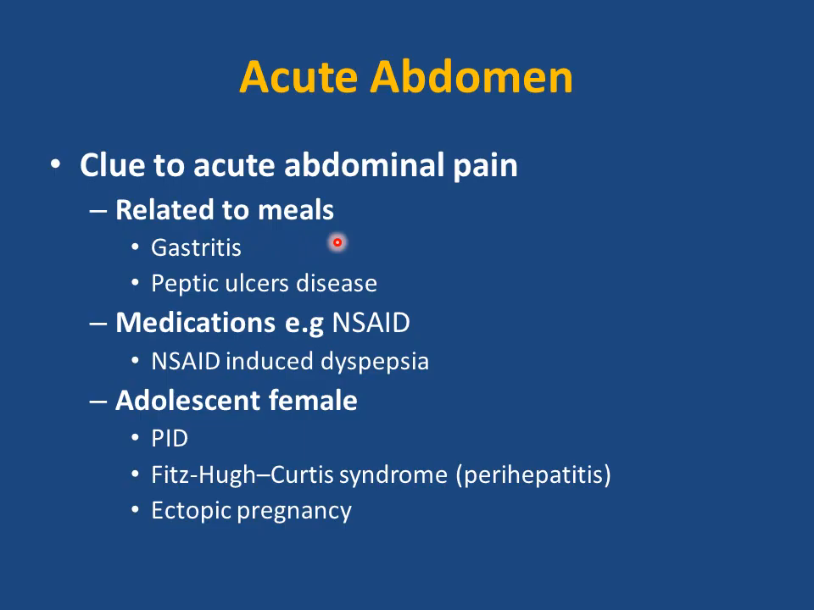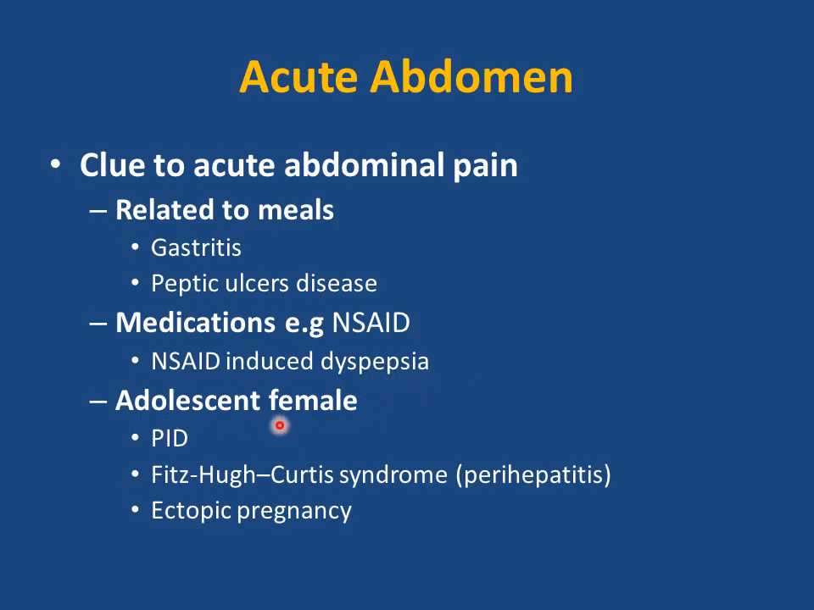If the pain related to meals, the possible causes gastritis and peptic ulcer disease. Medications, for example, NSAID. So ask in the history about chronic condition requiring using of pain medicine, for example, migraine. So NSAID-induced dyspepsia will be the possible cause of abdominal pain at this point.